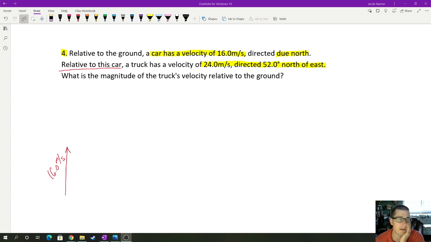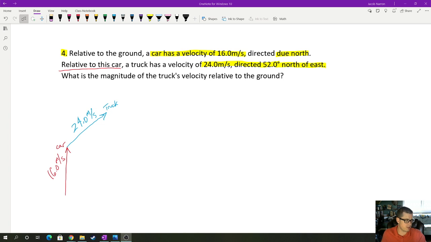And luckily, we're only finding magnitude, so we don't have to find direction, but we still have to do quite a bit. So if it's relative to the car, I am going to do what's called vector addition here. So what that means is I'm going to go ahead and draw another vector. Is it 52 degrees? I'm going to draw it something like this. And so this is going to be 24.0 meters per second. Once again, this is our truck. Down here, this is our car. Okay, and so relative to the car, the truck is traveling at that speed.